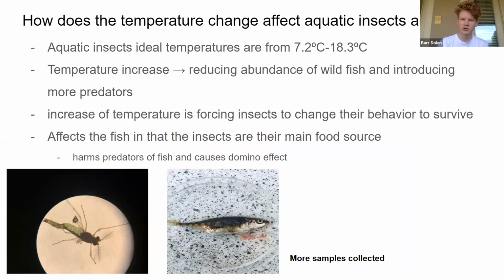Okay, so how does the temperature change affect aquatic insects and fish? So aquatic insects' ideal temperature to function is from 7.2 degrees Celsius to 18.3 degrees Celsius. And a temperature increase for fish means a reduction in the number of wild fish and introducing more predators for them. So the increase of temperature is forcing insects to change their behavior to survive. And that affects the fish because the fish mainly prey on these aquatic insects. So it's causing this whole chain reaction.